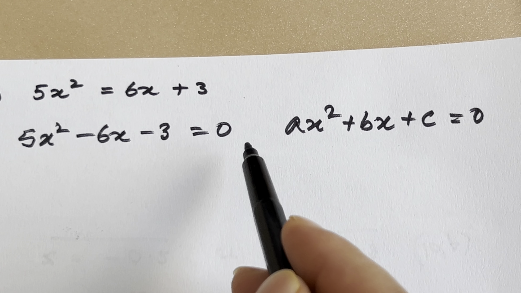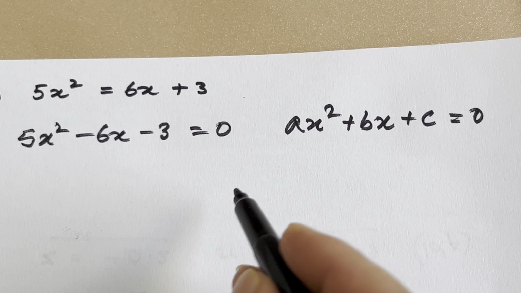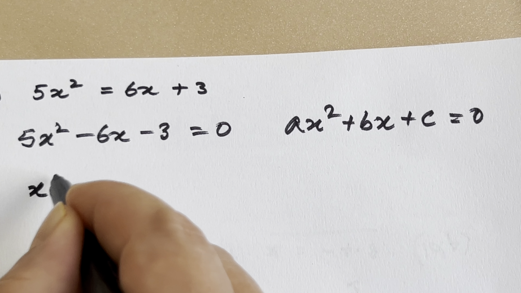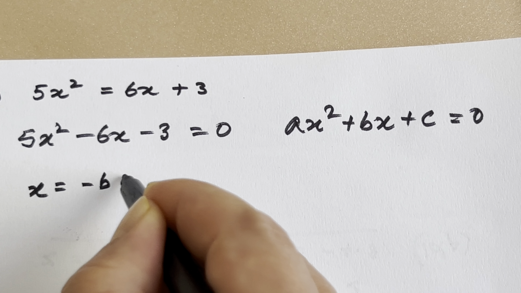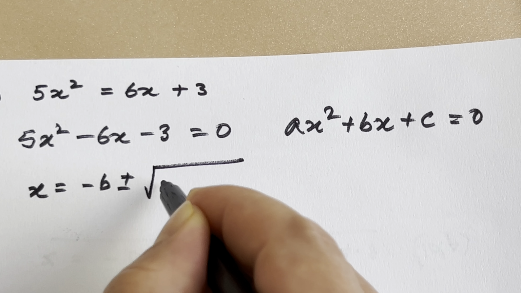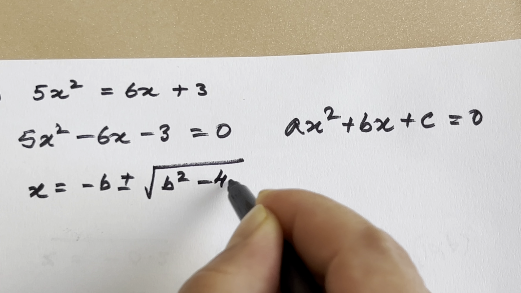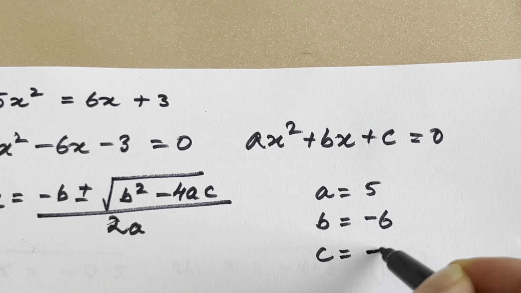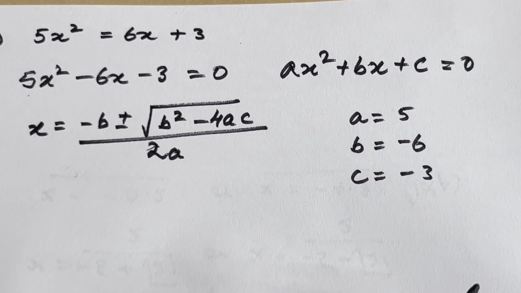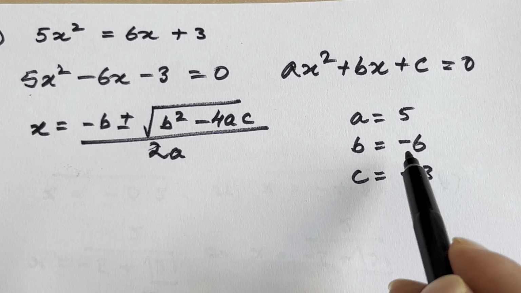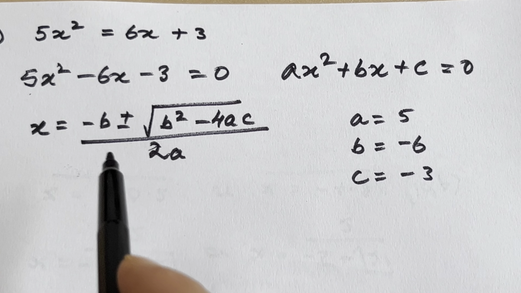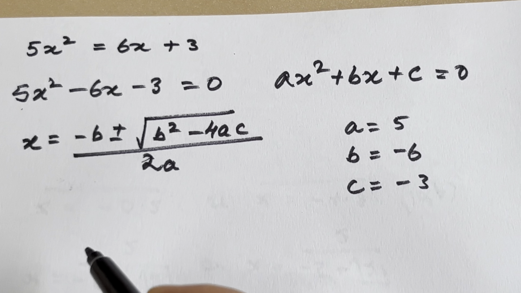Now we have the standard form. Let us write the formula. X equal to minus b plus or minus square root of b square minus 4ac all divided by 2a. A is 5, b is minus 6, and c is minus 3. Okay, now especially b, when it is negative, here we need to use a bracket.